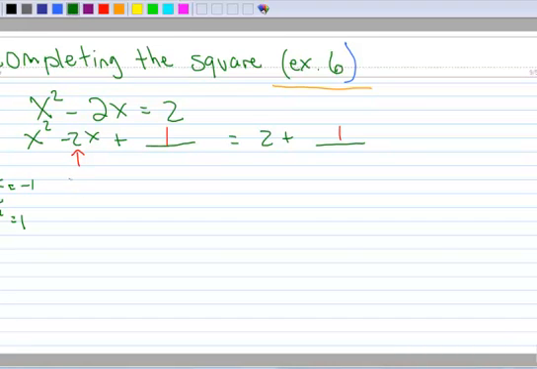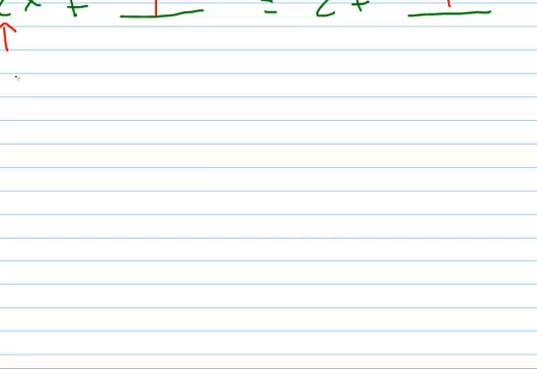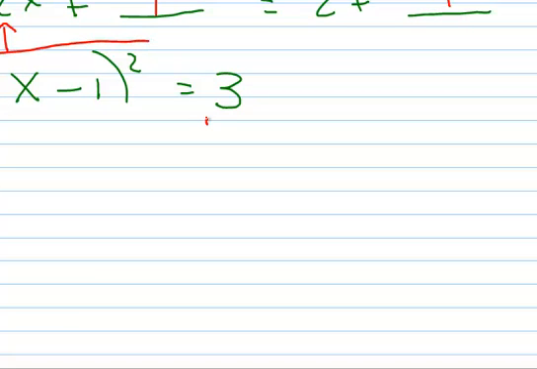Okay, the left hand side is ready to factor, so that becomes x minus 1 quantity squared. The right hand side is ready to add up: 2 plus 1 is 3. Now I'm ready to use the square root property. I'm going to square root the left hand side and the right hand side. So on the left hand side I end up with x minus 1, and the right hand side I end up with plus or minus the square root of 3.